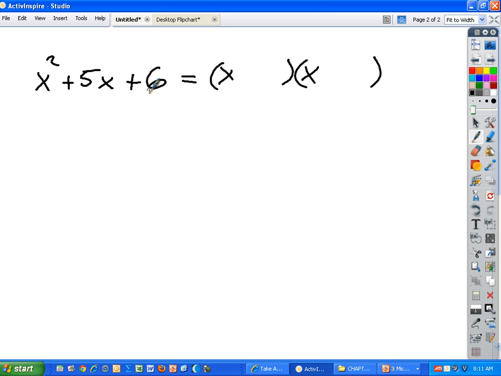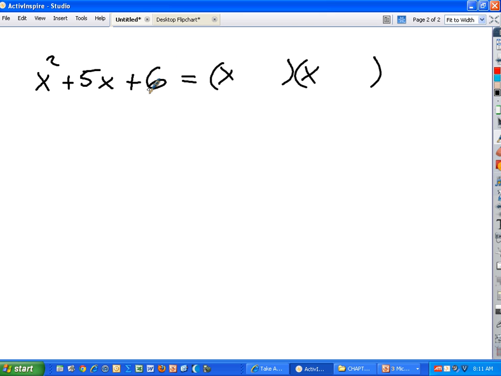That's what I wanted to do. So m plus n has to equal 5, and m times n has to equal 6. So what are the two magic numbers then? 2 and 3. Good. And it doesn't matter what order I put those in, right? It makes no difference because I've broken this apart.